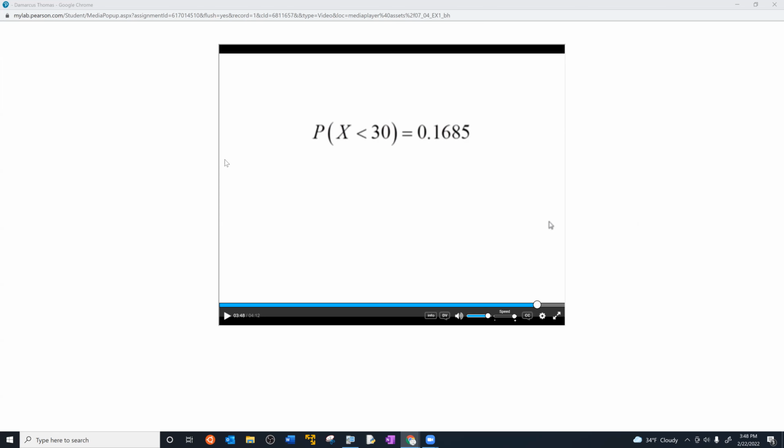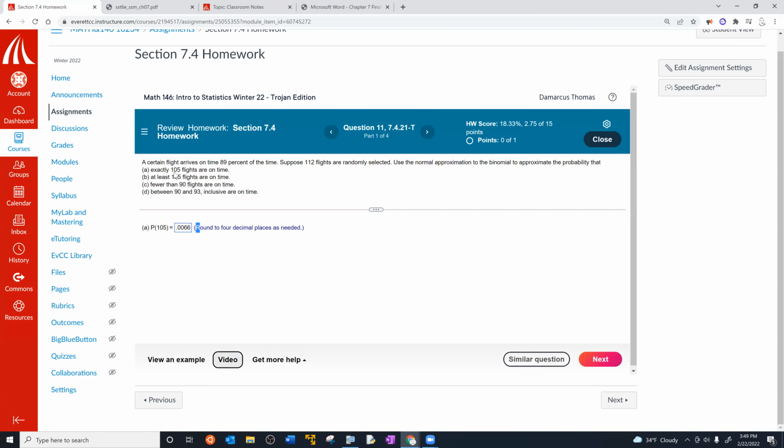We could use StatCrunch, we could use the calculator, but we were dealing with a problem where the x value was exactly equal to something. Like in our problem, the x value is exactly equal to 105. That's different from at least 105 or fewer than 90, or between 90 and 93. These we can do no problem. But when they say the exact amount, and they want us to use the normal approximation, it makes it a lot more difficult. So that's the hang up there. The other problems would have been really straightforward.